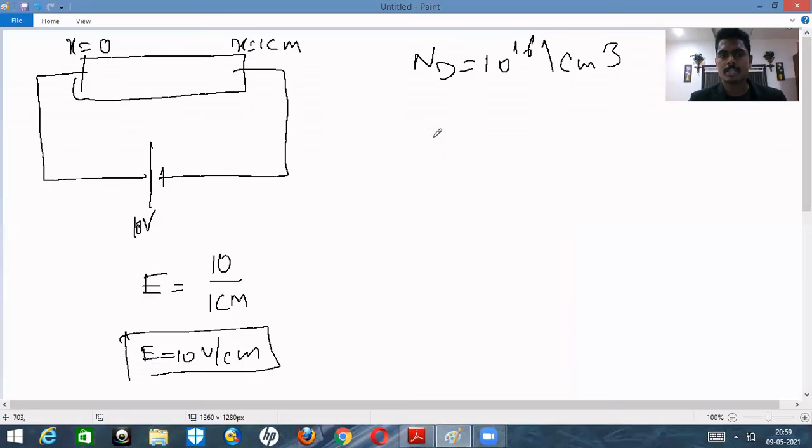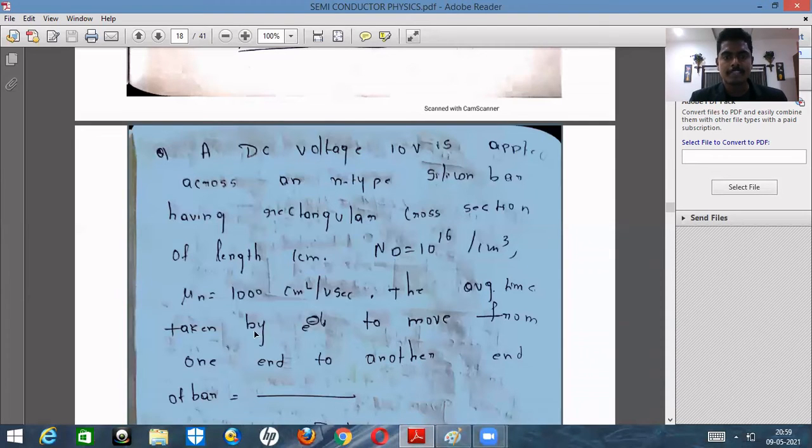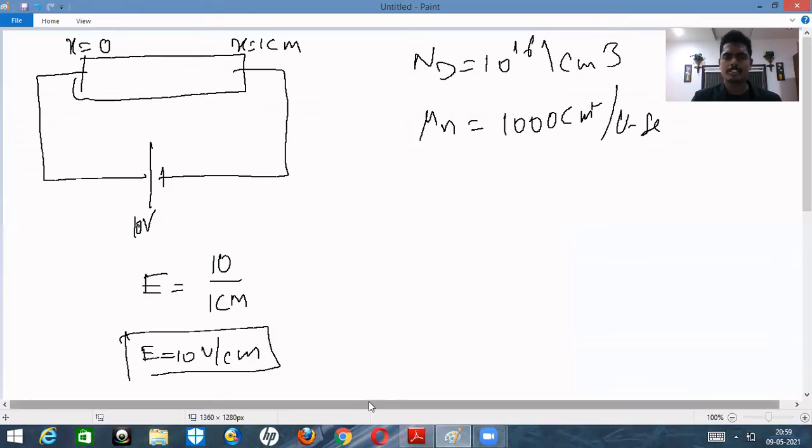Mobility is nothing but 1000 centimeter square per volt second, right? So this is the mobility of a particular material. Now, the average time taken by the electrons to move from one end to the other end is the question. This appeared in, I think, 2016.